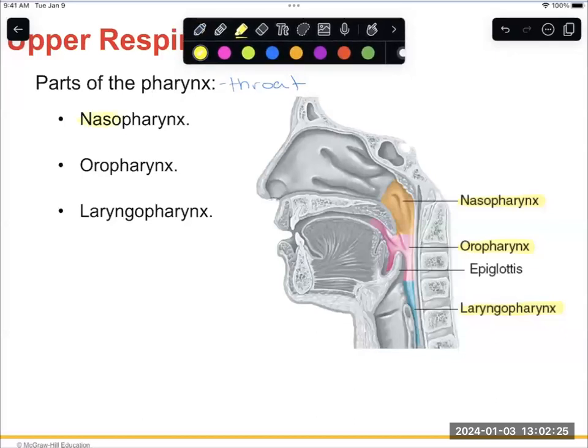you have that combining form, naso, which means nose. Oro, that combining form, mouth. And then laryngo means larynx. This first part of this word is telling us where we are looking.